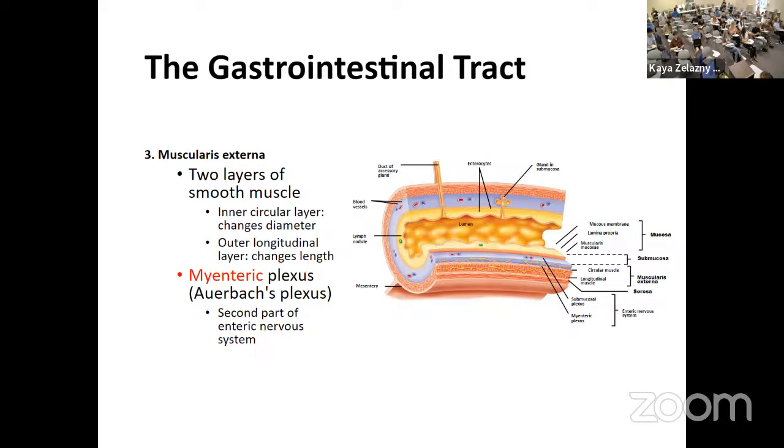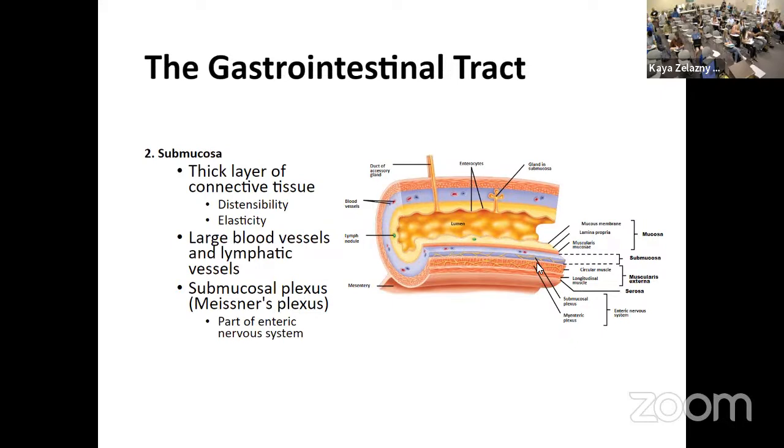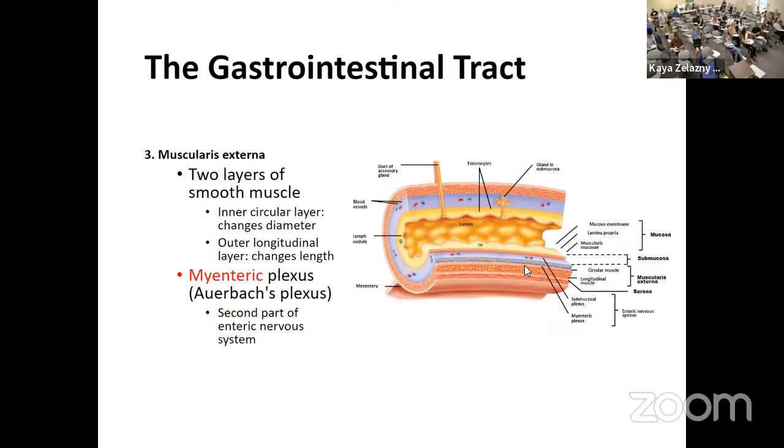So those are two types of movement we'll be able to see in response to the muscularis externa moving. Here we have another plexus called Auerbach's plexus, or the myenteric plexus. So this is working in conjunction with that previous plexus in the submucosa. So we had Meissner's plexus, or the submucosal plexus here. And now we're stepping out and we have Auerbach's plexus, or the myenteric plexus here in the muscularis externa. So these work together. This is the second part of our enteric nervous system, which is part of the nervous system that's dedicated to the walls of our organs.